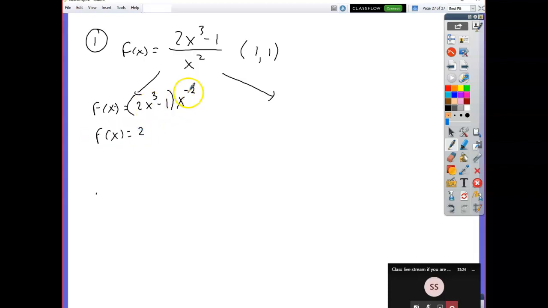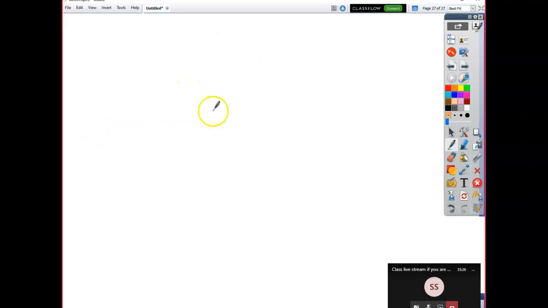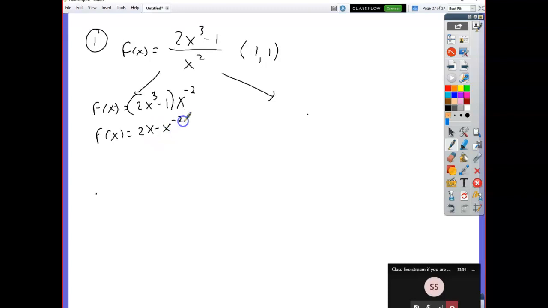Base is the same, so I add the exponents. 3 plus negative 2 is just 1, right? And negative 1 times x to the negative 2 is just x to the negative 2. Now I'm ready to go. Now that's just one way to do it.